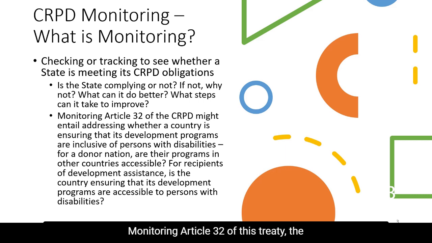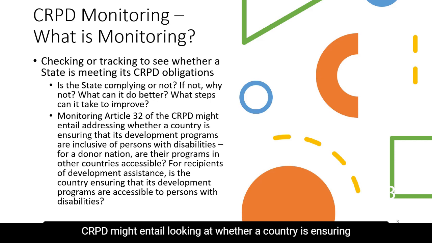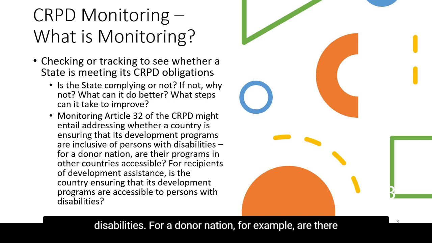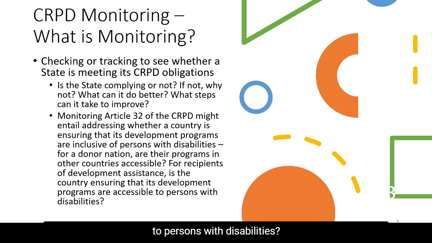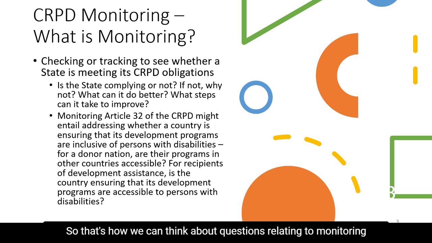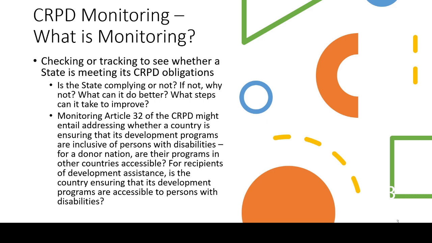Monitoring Article 32 of this treaty, the CRPD, might entail looking at whether a country is ensuring that its development programs are inclusive of persons with disabilities. For a donor nation, for example, are their programs implemented in other countries accessible? Or for recipients of development assistance, is the country ensuring that its development programs, those programs being implemented in its country, are accessible to persons with disabilities? So that's how we can think about questions relating to monitoring or checking to see whether a particular state is actually meeting its Article 32 obligations.